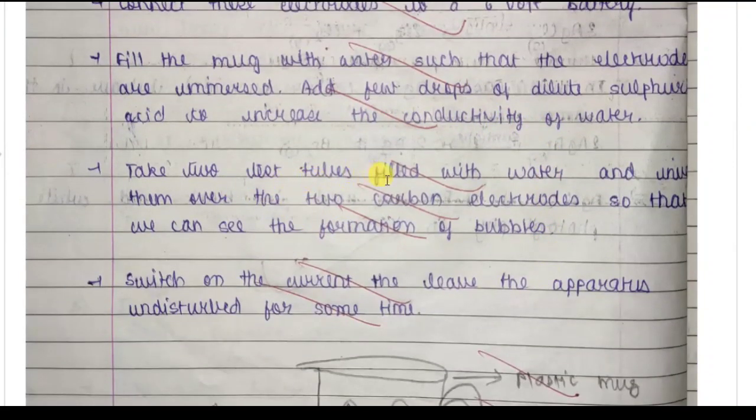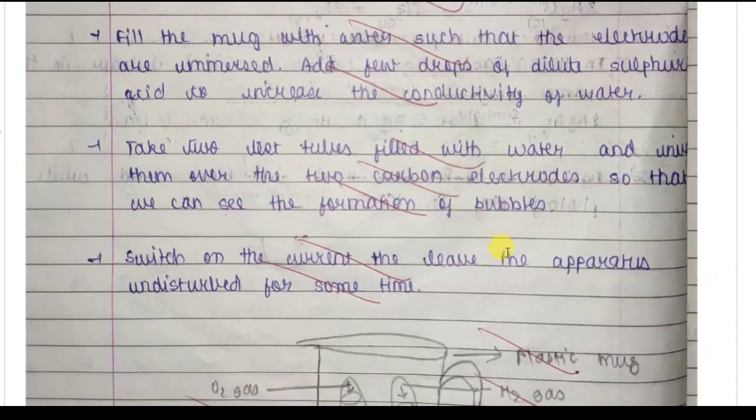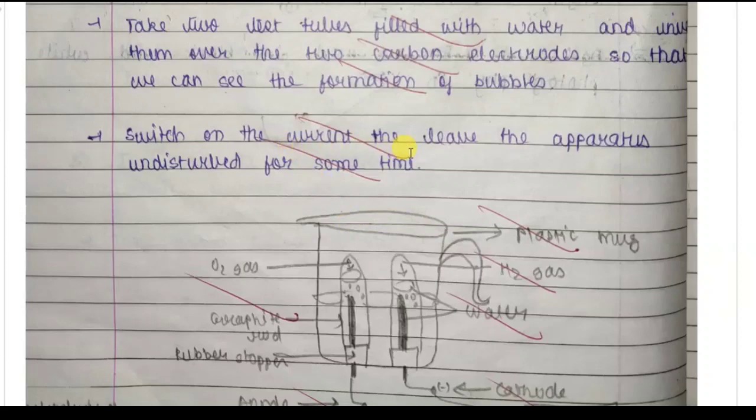Take 2 test tubes filled with water and place them over the two carbon electrodes so that we can see the formation of bubbles. Switch on the current, then leave the apparatus undisturbed for some time.